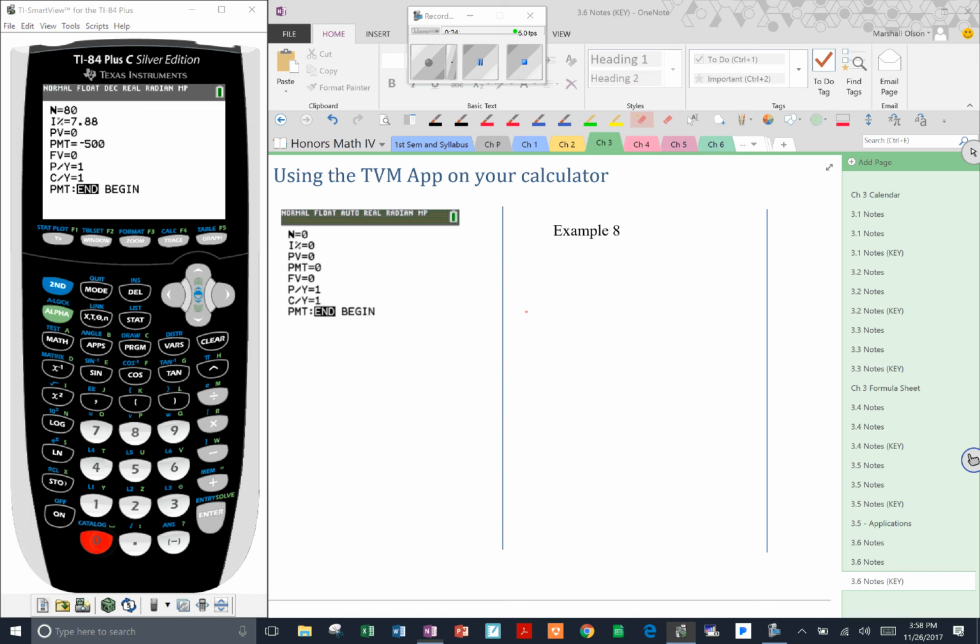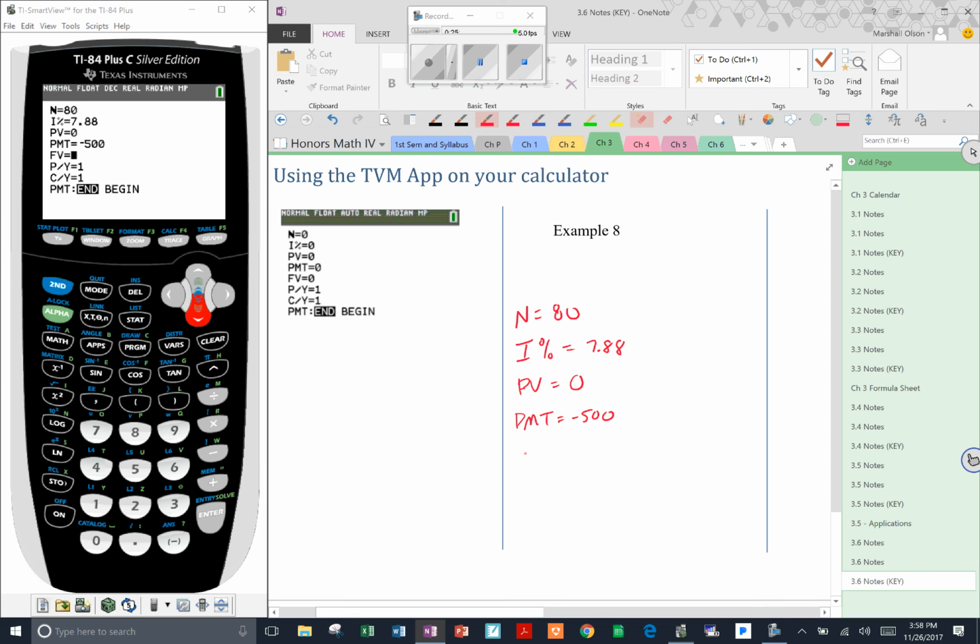Okay, so I'm going to write this down here. We have 80 for N, I is 7.88. PV is 0. There was no value to this before we started. There was nothing in this account when she first started, so the present value is nothing. So she started from scratch. And then the payment is negative 500. Okay, and then leave this as 0 for right now. We're going to come back here in a second. This is kind of the important one. This is what we're looking for, right?